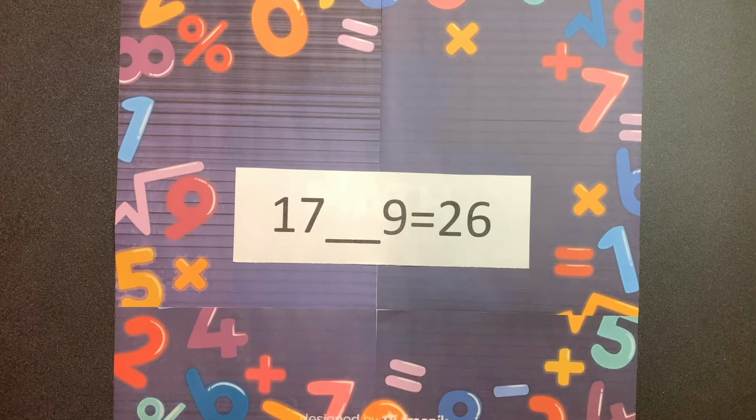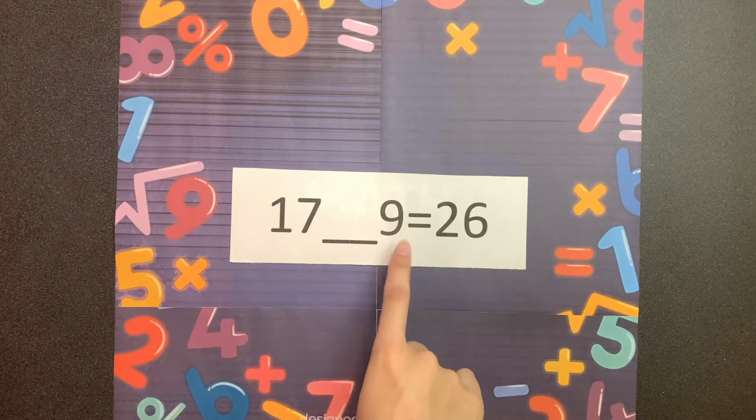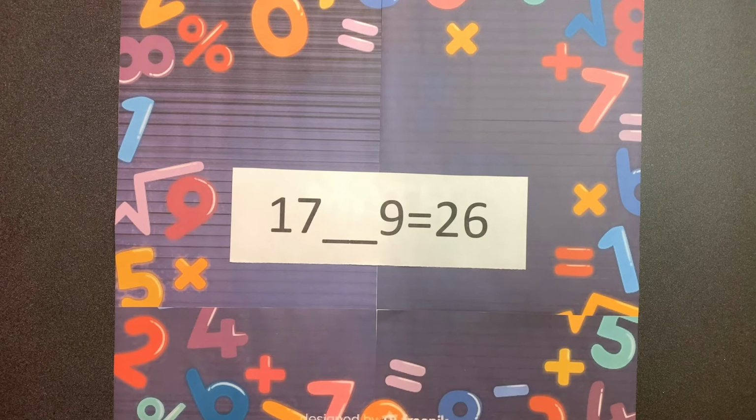Here's our next equation, friends. We have 17 blank 9 equals 26. So what do you think, my friends? Would we be adding or subtracting here? Let me hear your answers. Again, we'll be adding. You guys are doing such a great job.